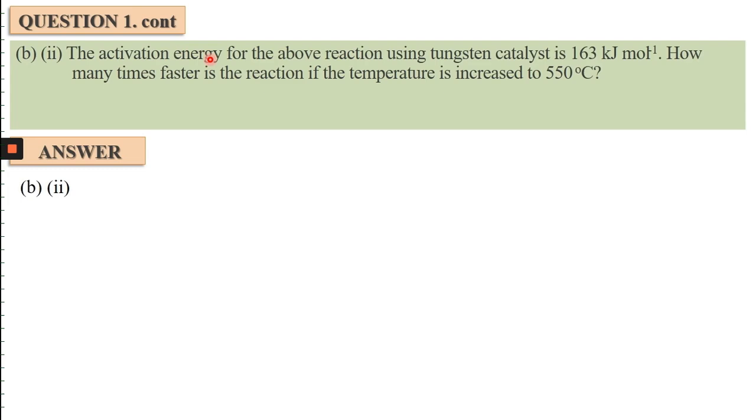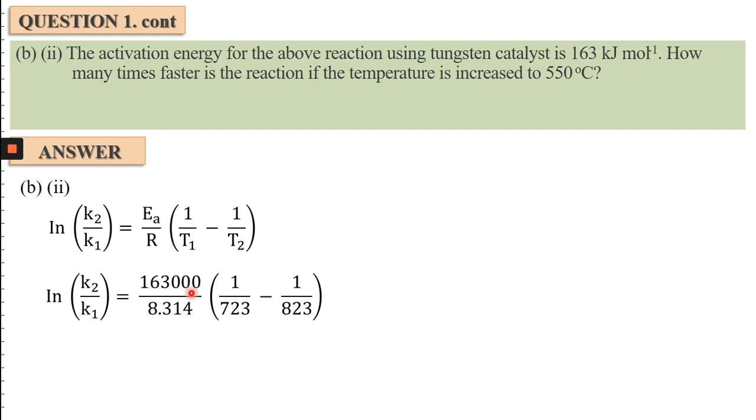Question B2. The activation energy for the above reaction using tungsten catalyst is 163 kJ per mole. How many times faster is the reaction if the temperature is increased to 550 degrees Celsius? In order to solve this question, students need to use the derivation of the Arrhenius equation, which is ln k2 over k1 equals Ea over R, 1 over T1 minus 1 over T2. By substituting the values given by the question, which is the value of Ea, R the gas constant, and the values of the two different temperatures, we can find the ratio of k2 over k1.